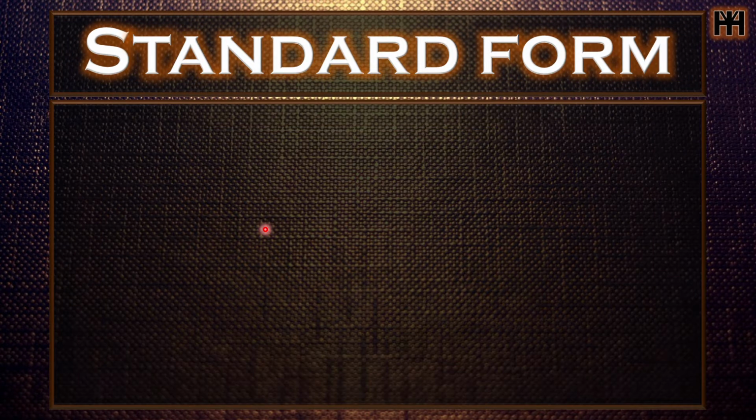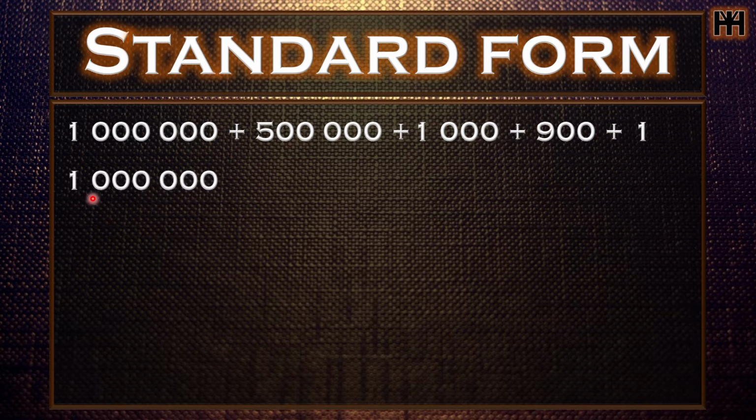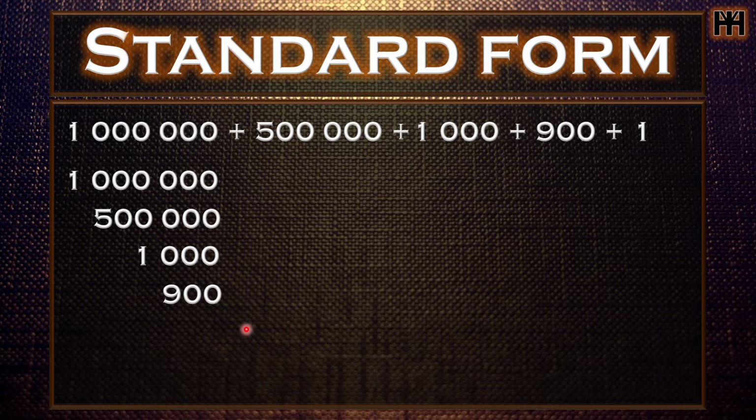Standard form. Let's see here. We have this. This is the expanded form. So to avoid any mistakes, write all of those under each other. Here we have the 1 million. Here we have 500,000 under it. Put them under each other. And the 900 and the 1.